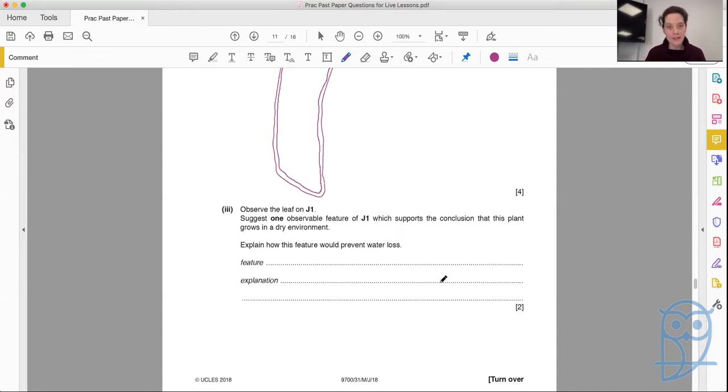So obviously we can't see J1. We do, however, know quite a bit about xerophytic adaptations. So we can go ahead and pick one. We can think about that whole long list of adaptations and what would we like to see on J1. Okay, so a feature could be, a very common feature would be sunken stomata.